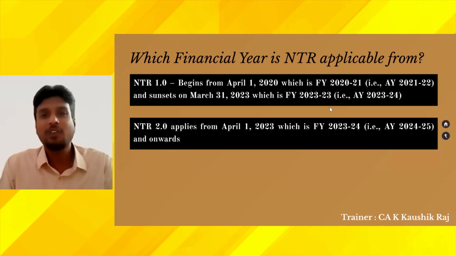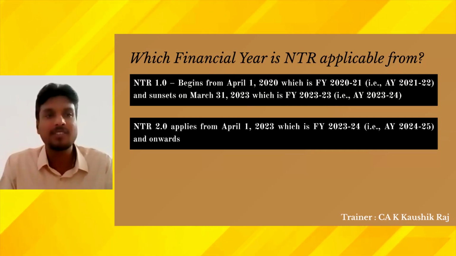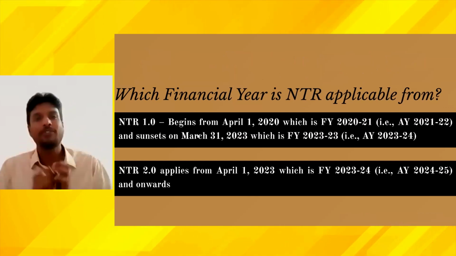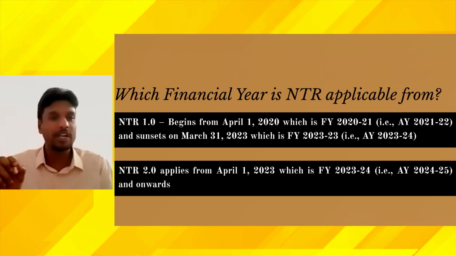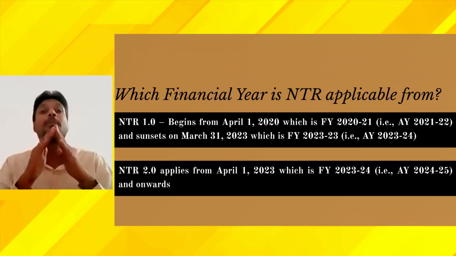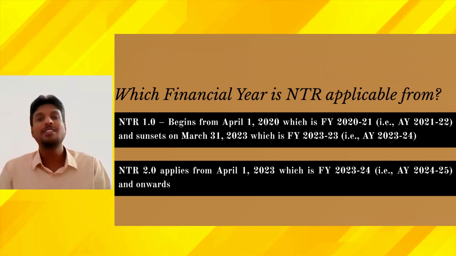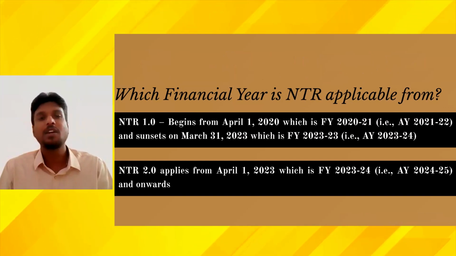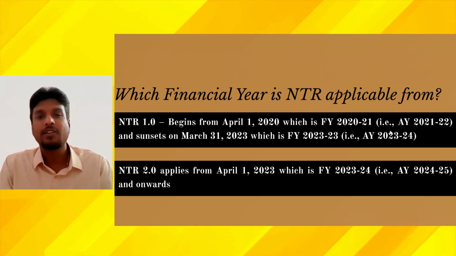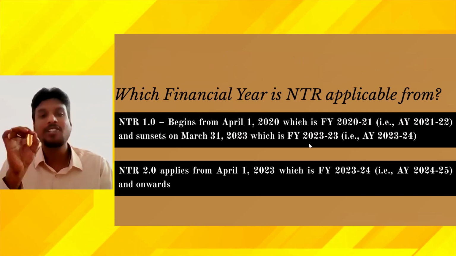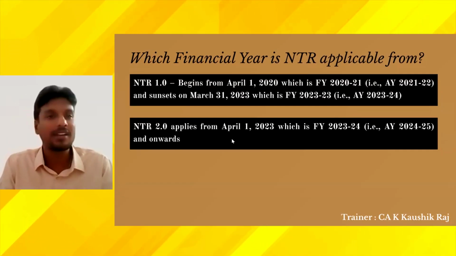Now, what is the financial year for which it is applicable? We have already discussed this; let me quickly summarize again. New tax regime 1.0 begins from 1st April 2020, which is financial year 2021, that is assessment year 21-22, and sunsets, with its applicability coming to an end on March 31st, 2023, which is financial year 22-23, the last financial year, and the relevant assessment year is 23-24.